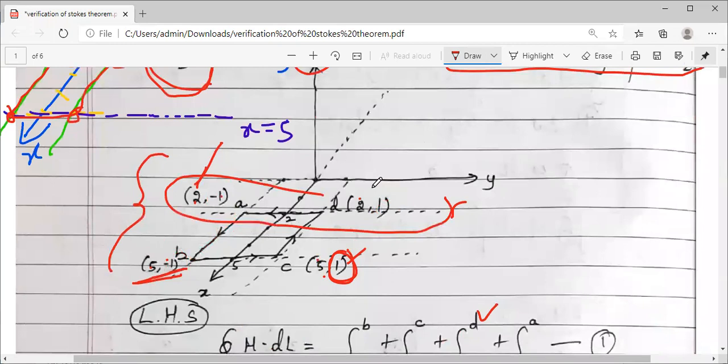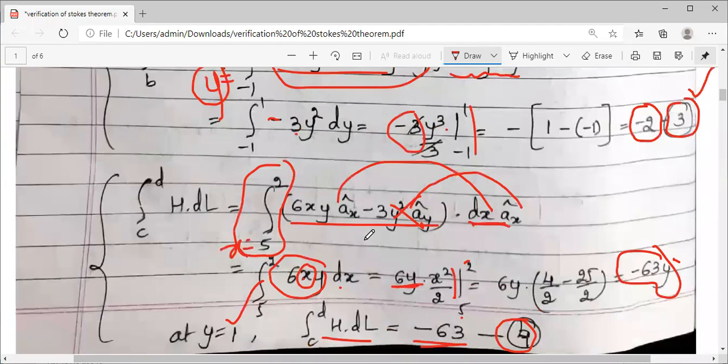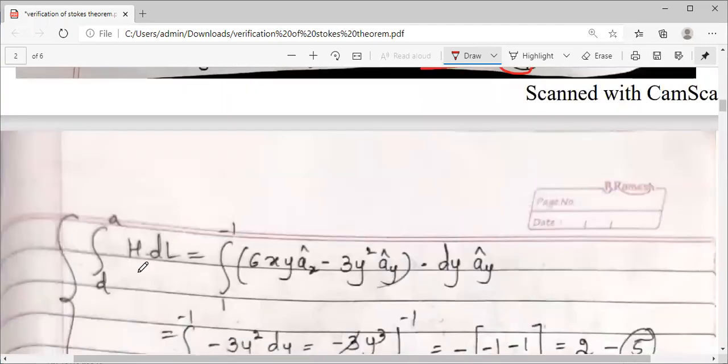Talking about this fourth line. Again, you can see the x coordinate is the same, 2, 2. But the y coordinate is changing, 1 to -1. Okay, direction is like this. So 1 to -1. So if y is the variable for the fourth integral, y goes from 1 to -1. H is given to you, dot dy.